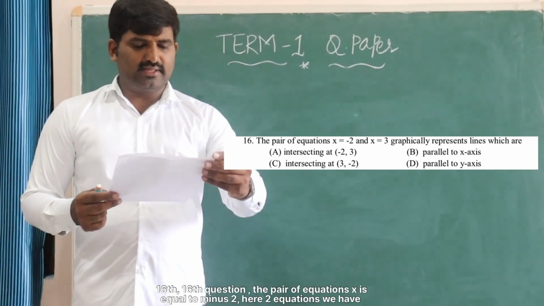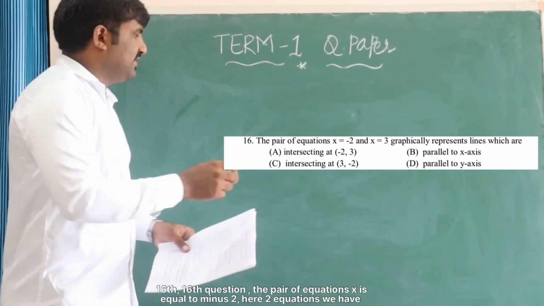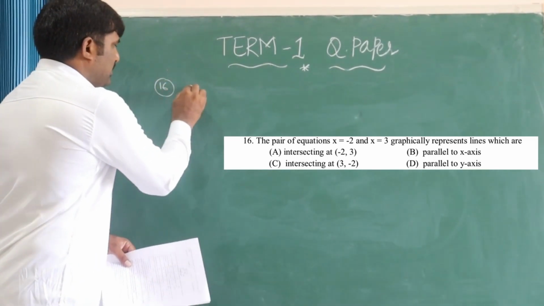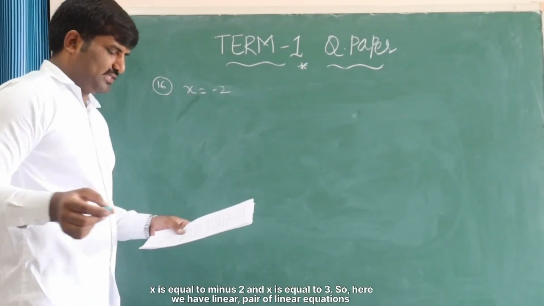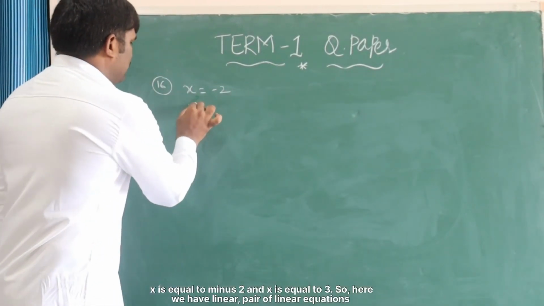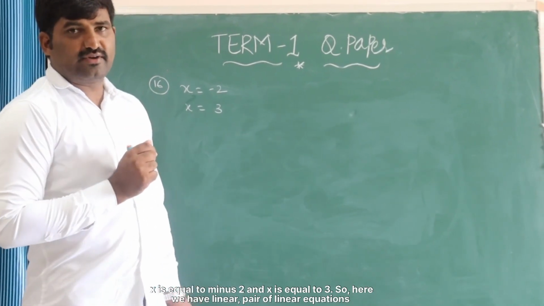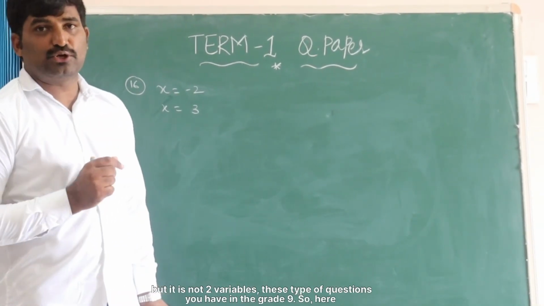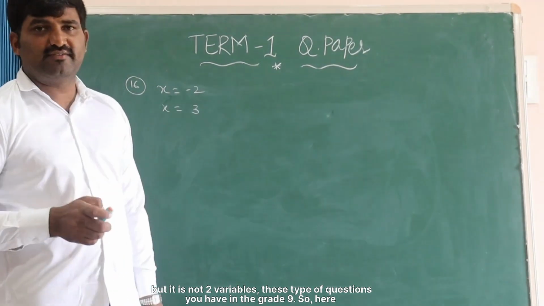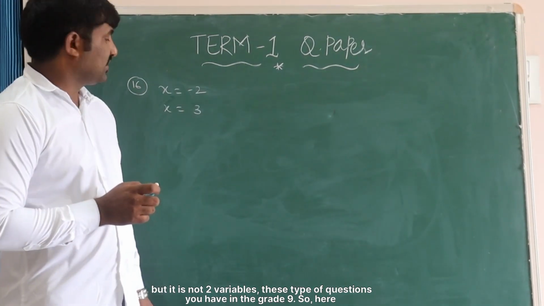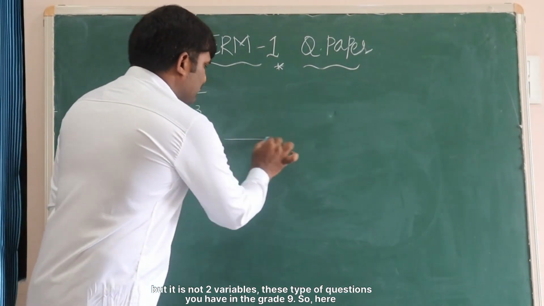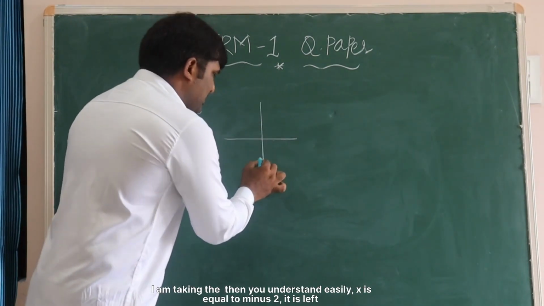16th question. The pair of equations x is equal to minus 2 and x is equal to 3. Here we have a pair of linear equations, but it is not in two variables. These types of questions you have in grade 9. So here I am taking a rough diagram, then you will understand easily.